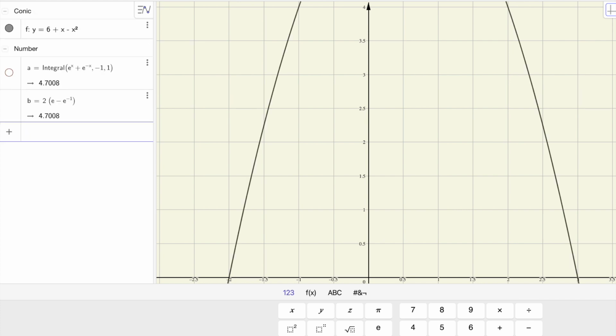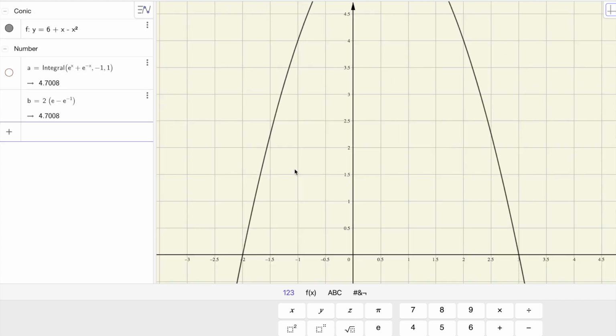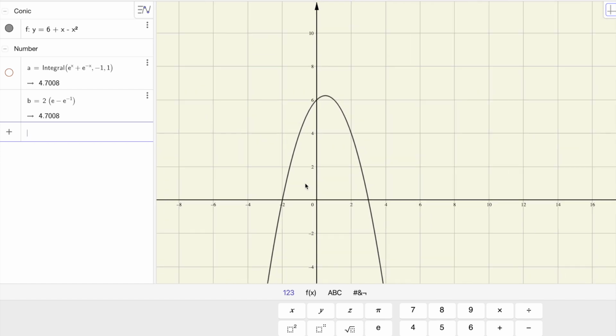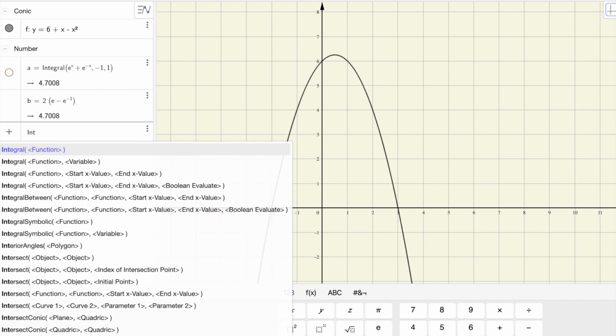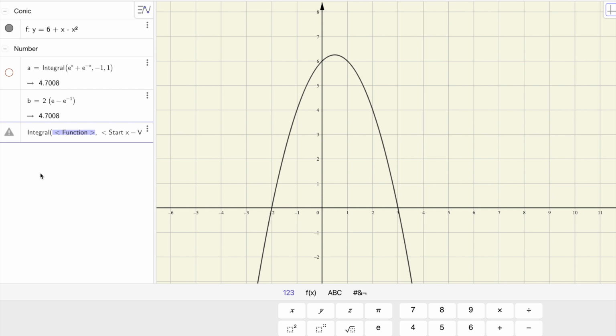So that is your parabola, and then you see that the roots are -2 and 3, yes? So then maybe you can use this to write the integral of my function. Let me type the function again, because I want to change these limits: 6 plus x minus x to the 2, and then you go down.